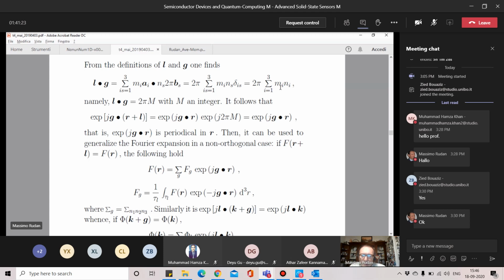Obviously, mi is an integer, ni is also an integer, the product is still an integer, the sum of these integers is still an integer. So this sum can be called capital M. So the scalar product of any L times any G is equal to 2 pi times an integer.